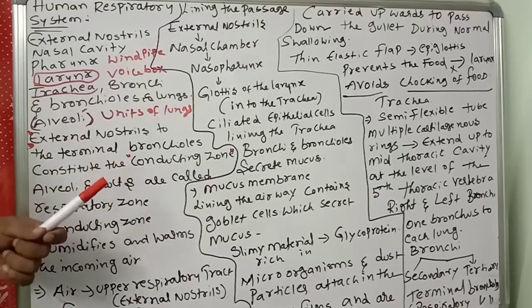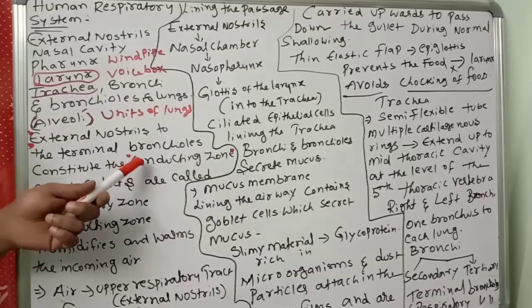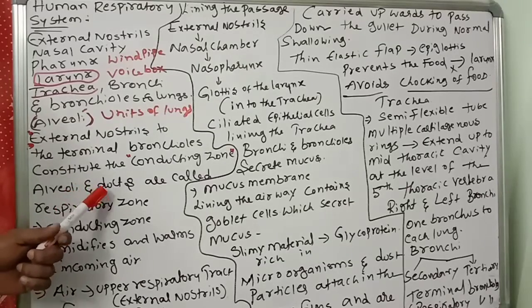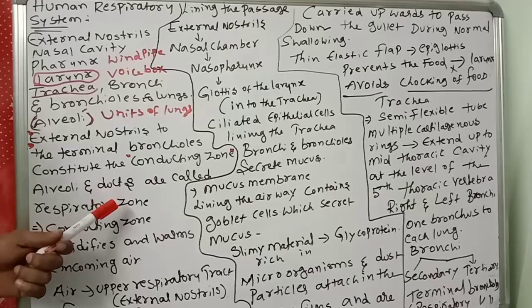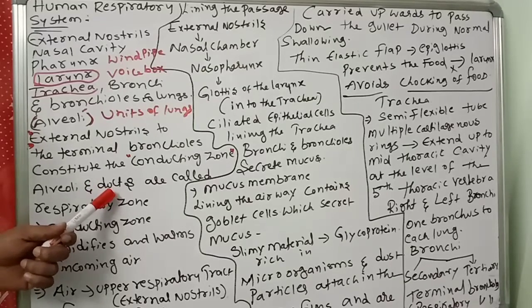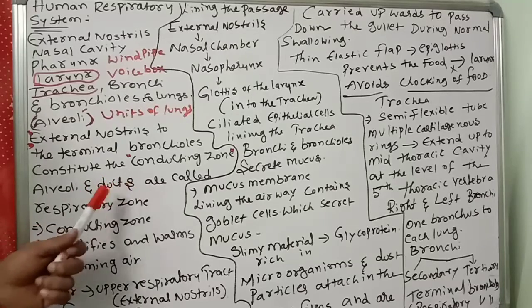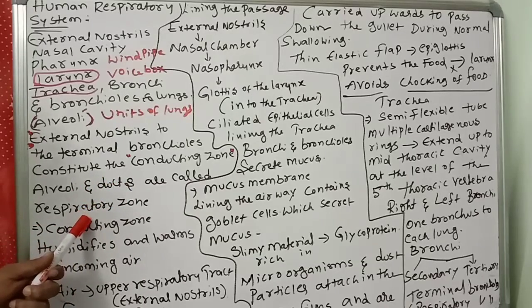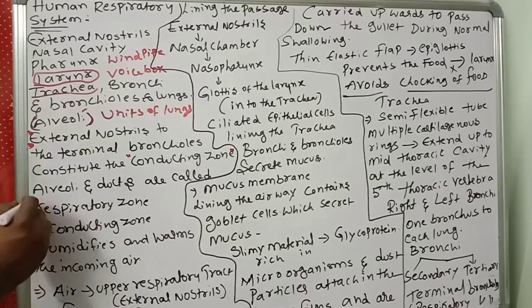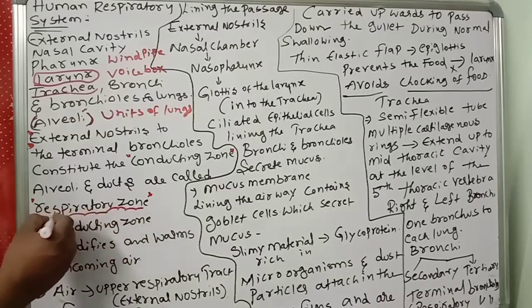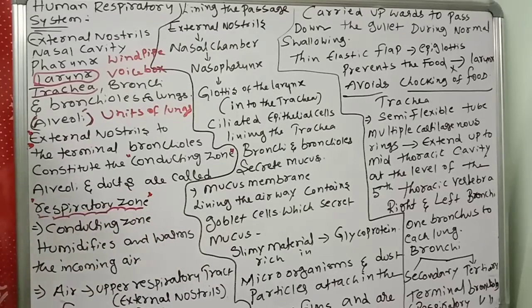The conducting zone is helpful for just the passage of air in and out. Next, alveoli. Okay, this is important. Alveoli and their ducts are helpful for the exchange of gases between the blood and the alveoli. So alveoli and ducts together are called the respiratory zone. This point is also very important.